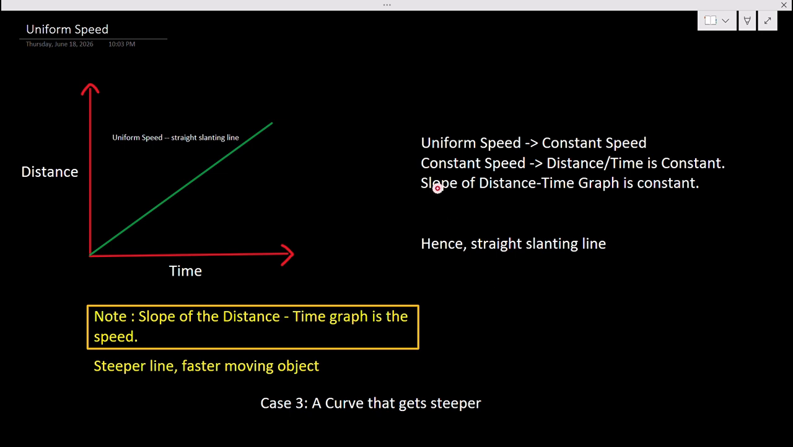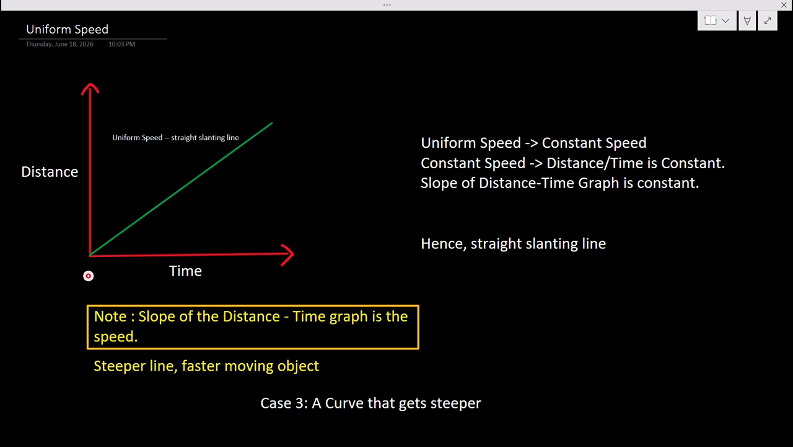So this is what I've written over here. Uniform speed means constant speed. Constant speed means distance over time is constant, because speed equals distance over time. And distance over time is basically y by x of this distance-time graph, which means the slope of the distance-time graph has to be constant. One more thing: the slope can be constant if it's a straight horizontal line, but in that case the object will be at rest. In this case the object is not at rest, but moving with a uniform speed, so that graph is not possible. We are left with only this possibility.